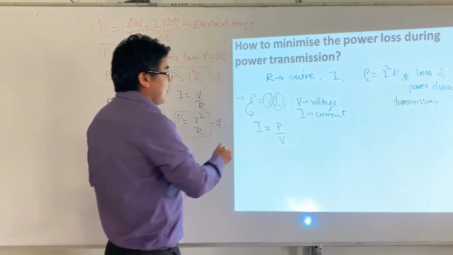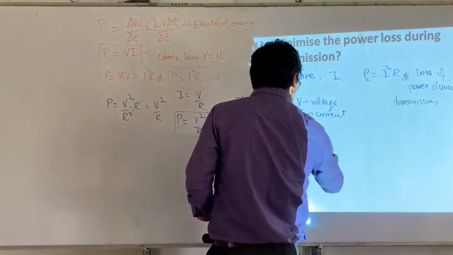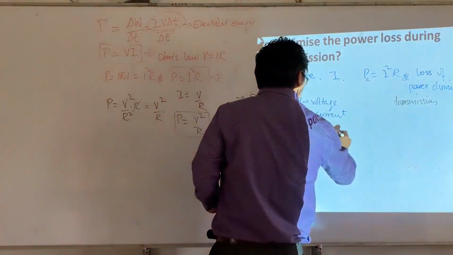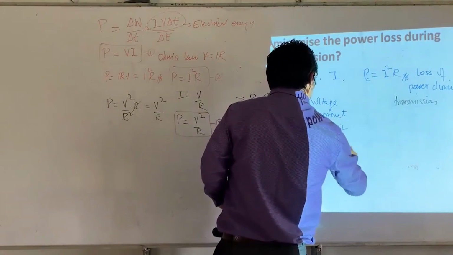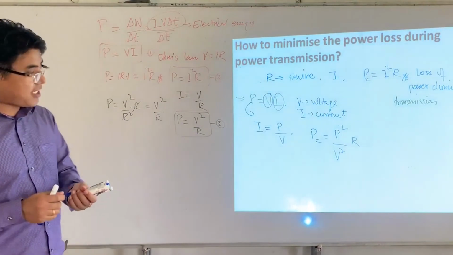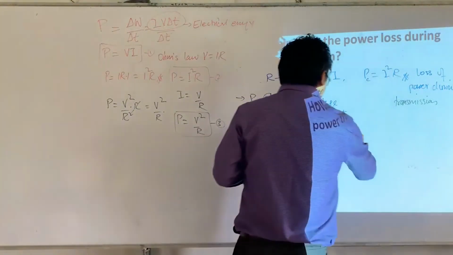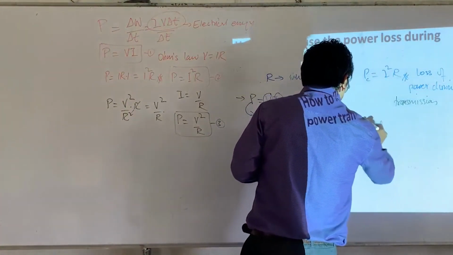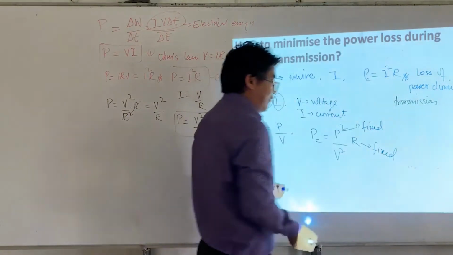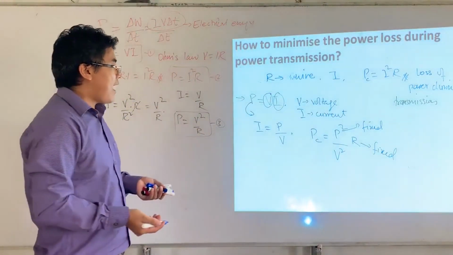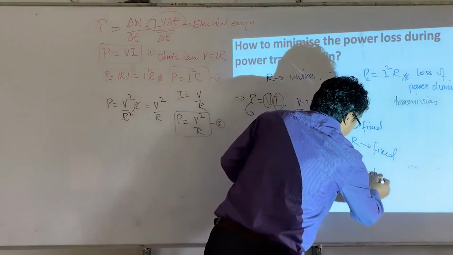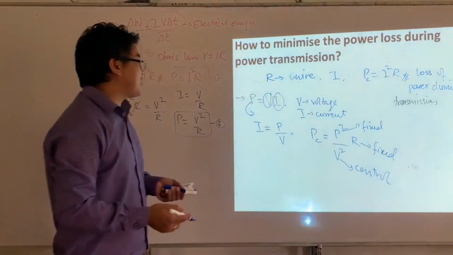Now having this, instead of I I am going to put P by V, so power loss is P square divided by V square R. Yes, this equation is very interesting. So this is fixed, and this is fixed unless I change the wire. We can't afford to change the wire. And this I have control over. I can control this. How can I control this? Look at here.